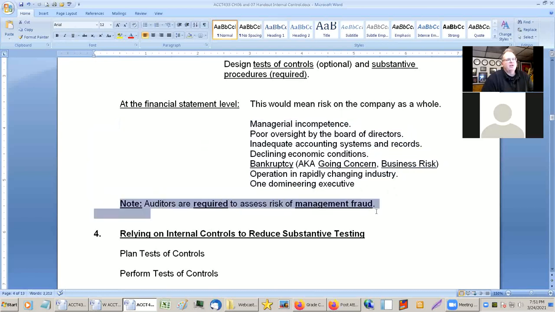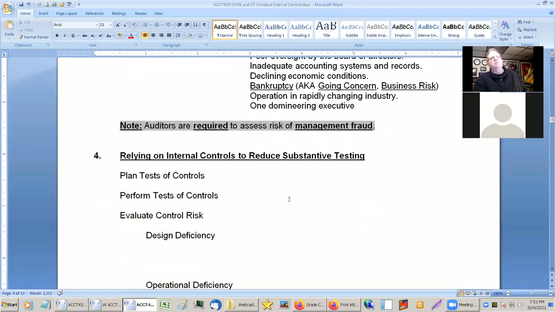Okay, this one is important, and this is different than when I went through. Auditors are required to assess the risk of management fraud. We always look for misstatements, material misstatements. That hasn't changed. But we were never specifically told that we have to look for management fraud. Well, a lot of times when there is a material misstatement, it ends up being something that management did, and usually intentionally.